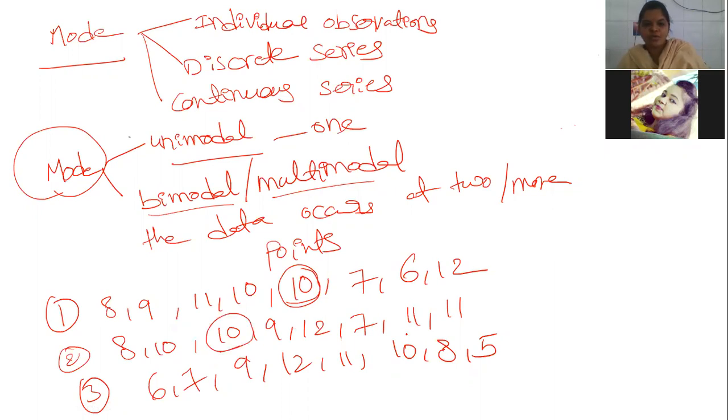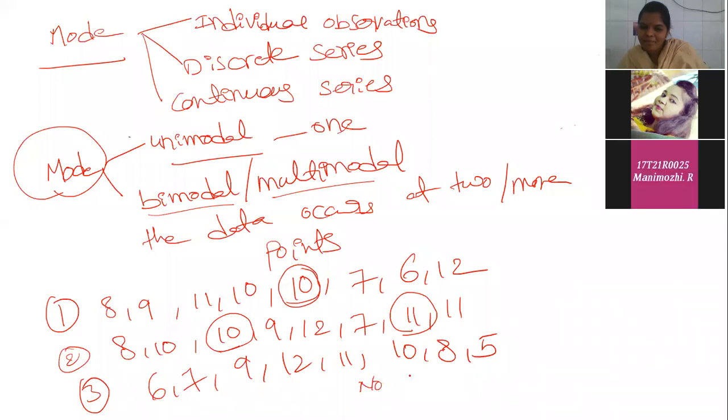Here we have two modes because two values are repeated. Then in the third case, which one is the mode? No repetition is there. No modal value. The third set of data has no mode because there is no repeated number, no? So we didn't find any mode in this third case.